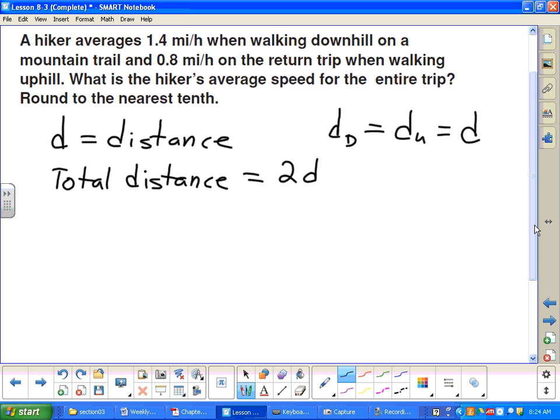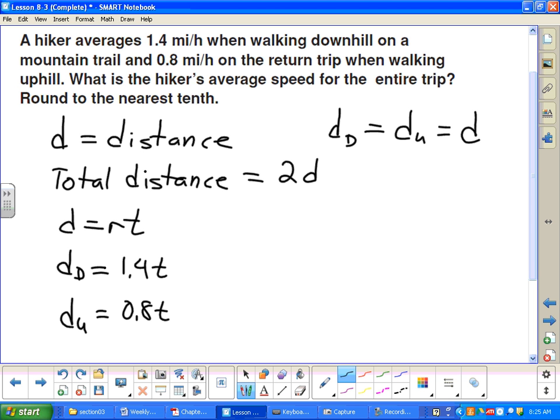Okay. Now we need to get into the rate and time thing. Distance equals rate times time. You've seen that formula before, right? D equals RT. Well, our distance in this case is D, and our rate, well, let's see. We've got two different rates, don't we? So the distance downhill is equal to a rate of 1.4 miles per hour times the time, and the distance uphill is equal to 0.8 times their time.